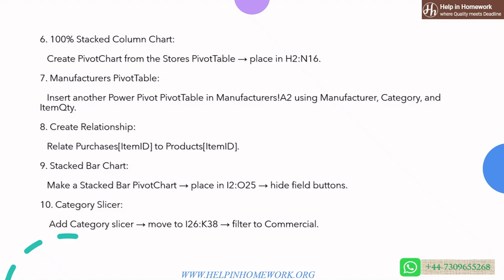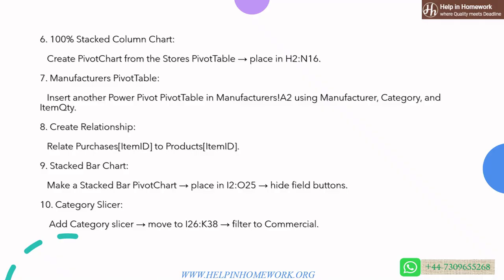6. 100% stacked column chart. Create a pivot chart from the Stores PivotTable. Place in H2:N16. 7. Manufacturers PivotTable. Insert another Power Pivot PivotTable in Manufacturers A2 using manufacturer, category, and item.